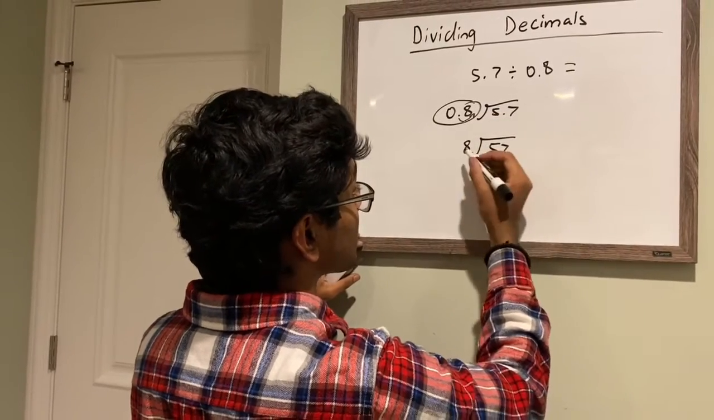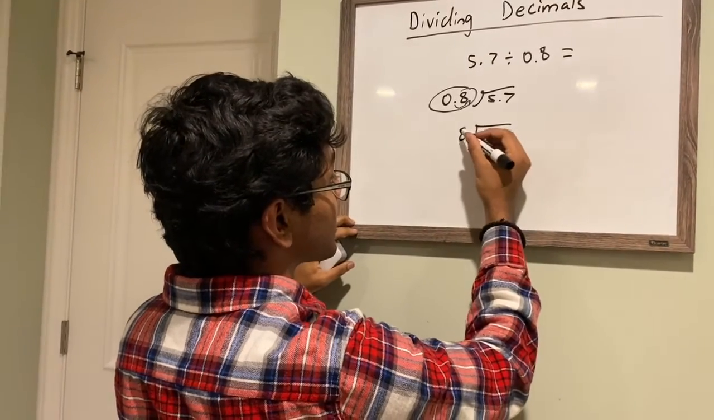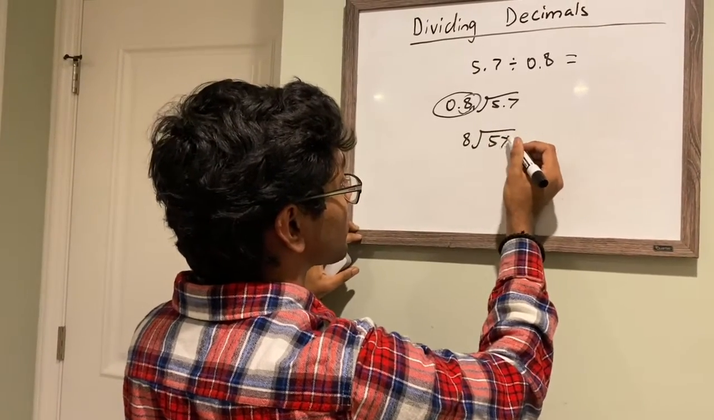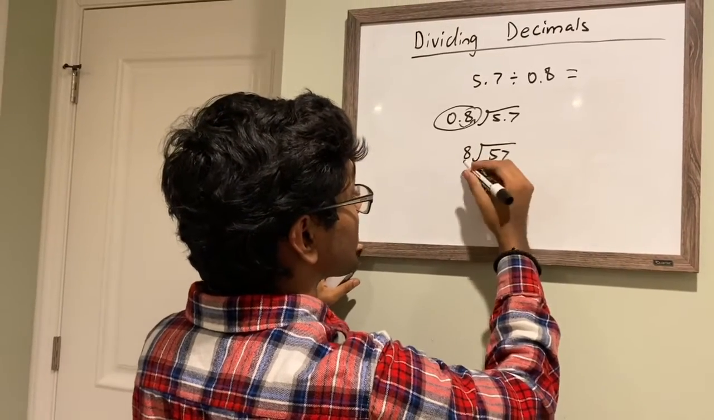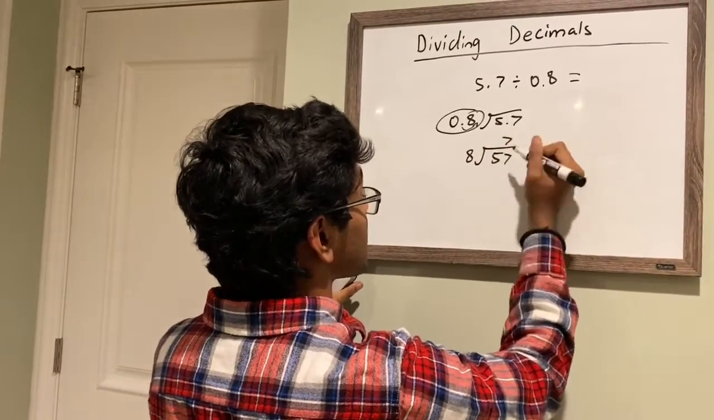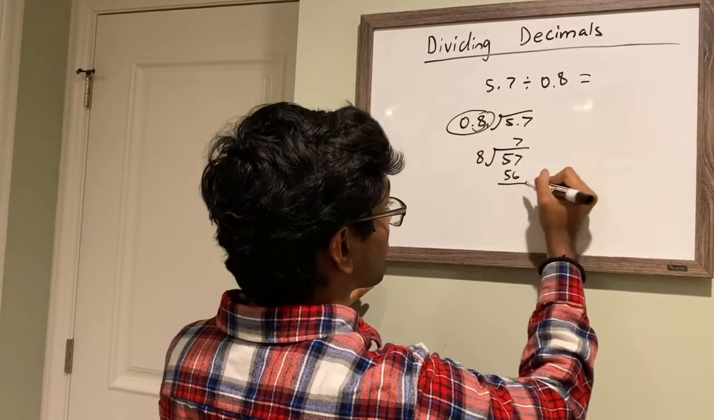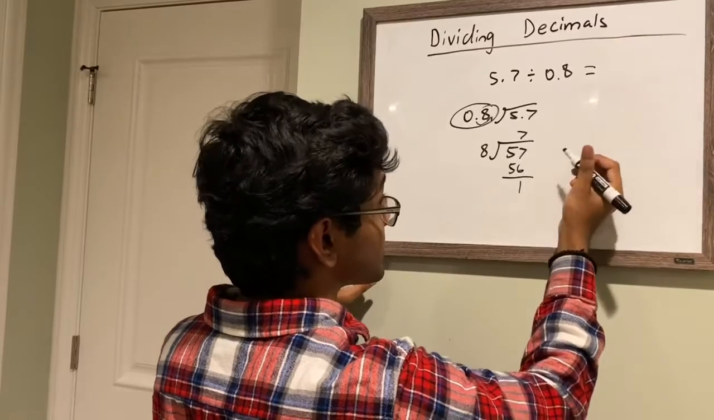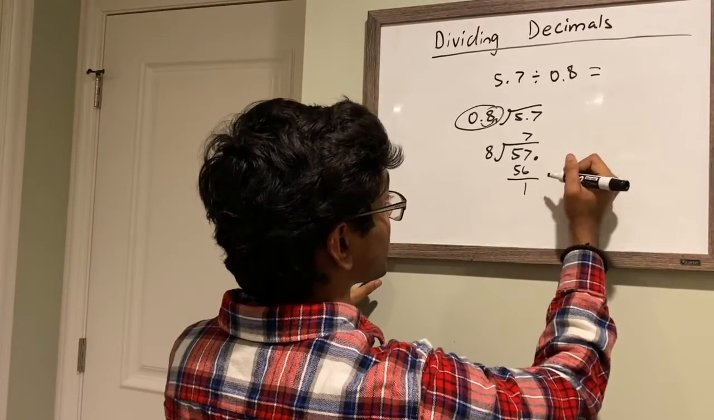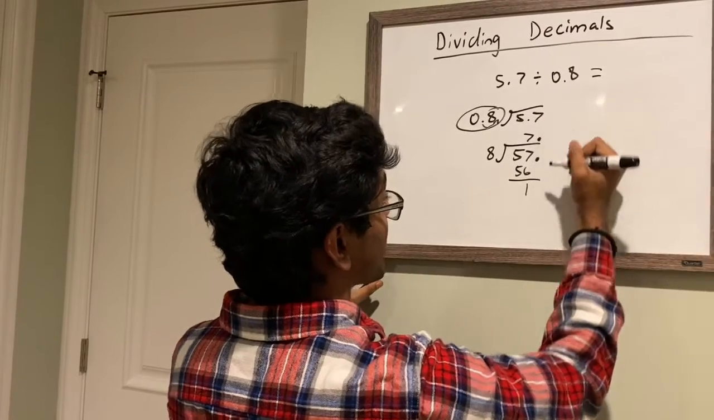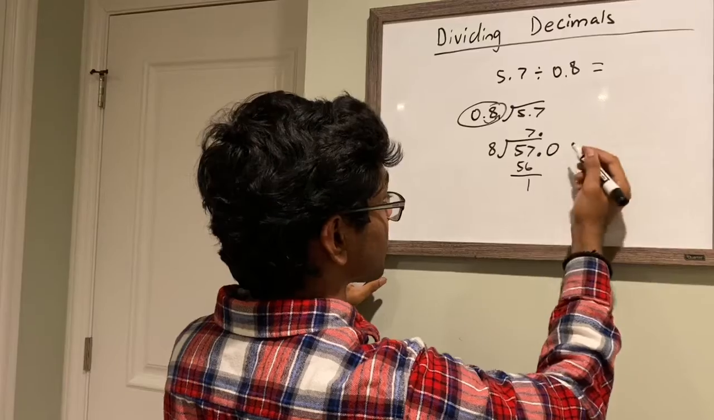And now, because this is a whole number, we can go about dividing. So 5 doesn't go into 8, 8 doesn't go into 5, so we would see how many times 8 goes into 57. So 8 goes into 57 7 times. 7 times 8 is 56. We have a remainder of 1. And now this is where we place the decimal. Because there are no numbers left, we would put the decimal here, and we would align it with our answer above, and we would add a 0, because 57 is equal to 57.0.